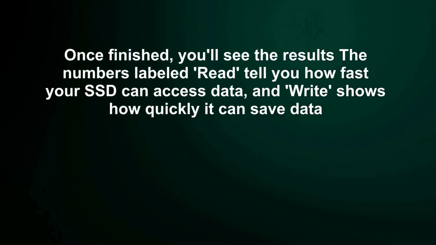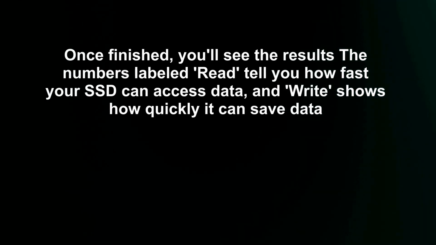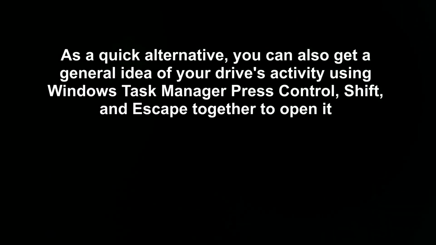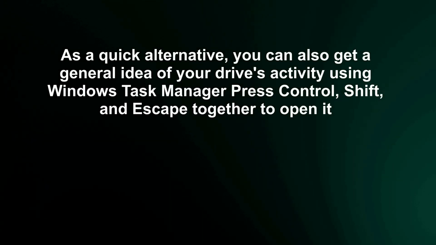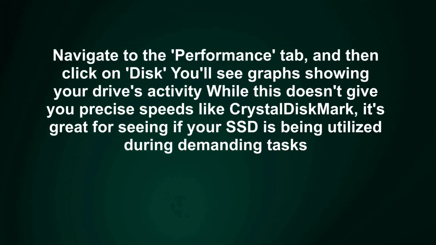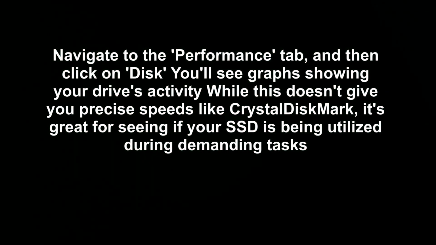The numbers labeled read tell you how fast your SSD can access data, and write shows how quickly it can save data. As a quick alternative, you can also get a general idea of your drive's activity using Windows Task Manager. Press Ctrl, Shift, and Escape together to open it. Navigate to the Performance tab, and then click on Disk. You'll see graphs showing your drive's activity.